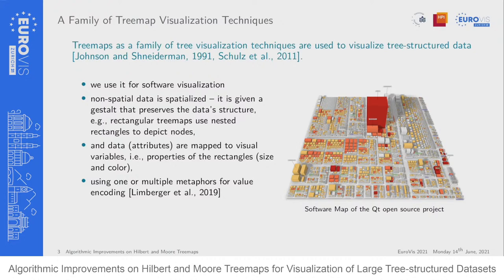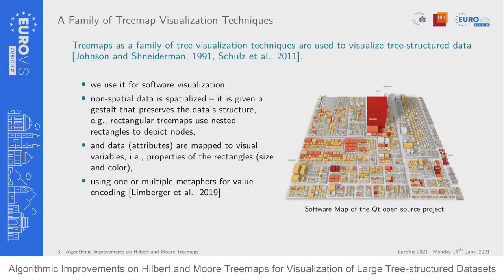To start with, we know tree maps as a family of tree visualization techniques that are used to visualize predominantly tree structured data. In our group, we use tree maps for software visualization, so that the non-spatial software data is spatialized, giving it a gestalt, in a way that the hierarchical data structure is preserved. We use rectangular tree maps by means of nested rectangles and additional mappings, for example color and height, as seen in the example on the right, to provide full visualization techniques.